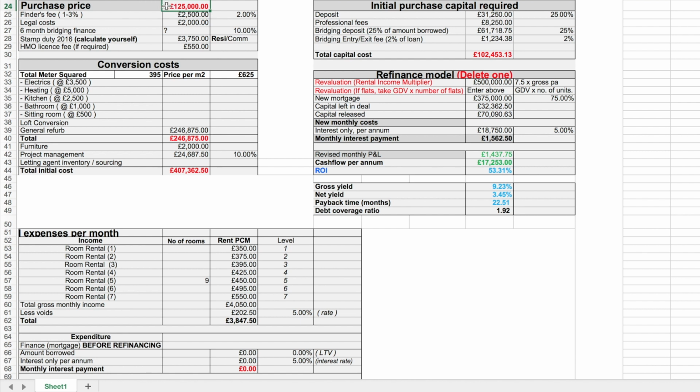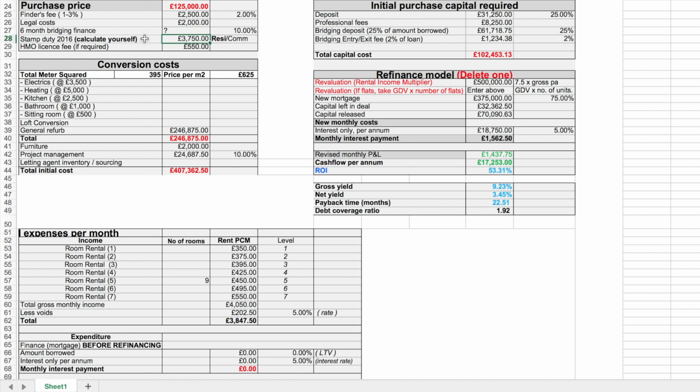So you put the purchase price in there, your finder's fee, so you might be paying a sourcing fee, for example, and you can put it in as a percentage or the total amount. Legal costs, so you're going to have conveyancing, searches, things like that, those go in there. Six-month bridge finance, so if you've got some bridging finance that you're going to be taking out on the property, you can put that in there as well.